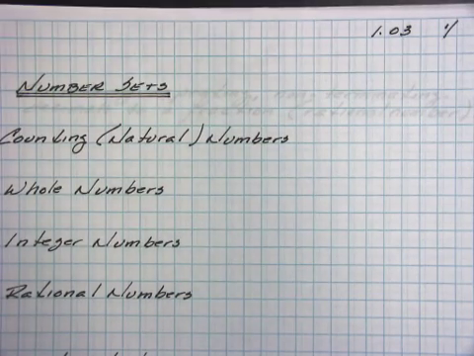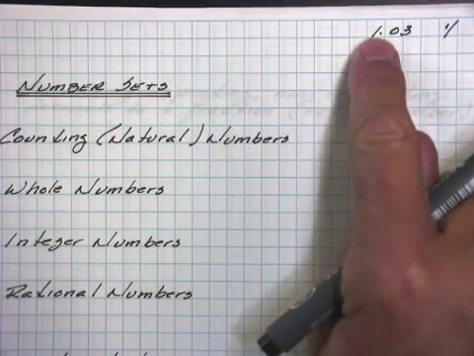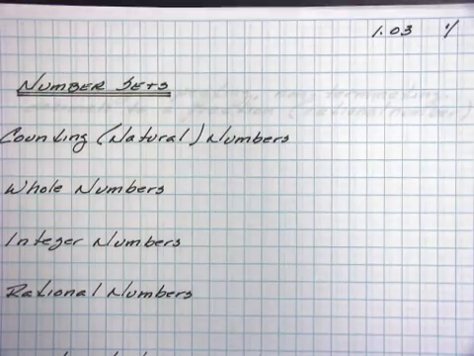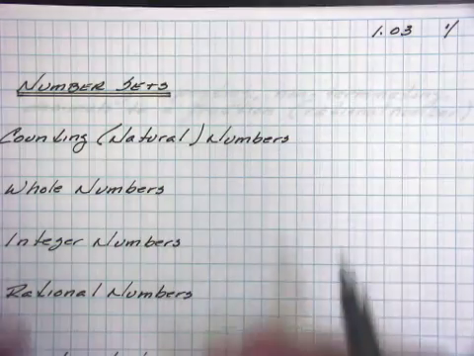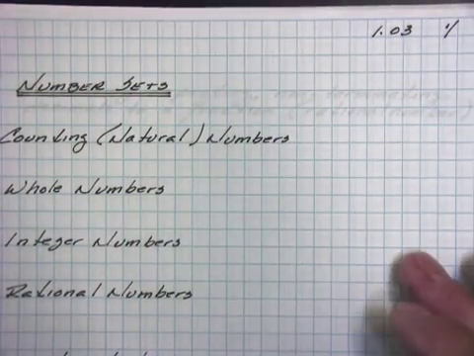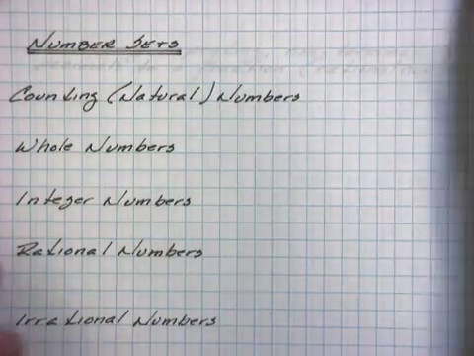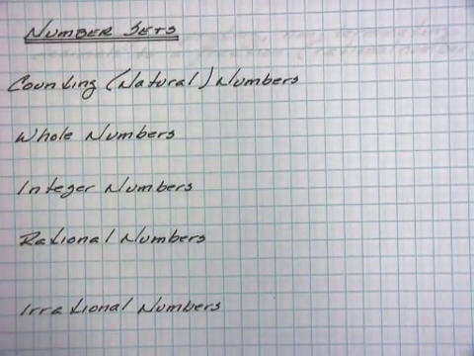Okay, we're back at it. In this lesson, which is Chapter 1, Section 3, we're going to look at number sets. Numbers come in all different types and shapes and flavors, and they all fit into different categories. So we call those categories number sets. And we're going to be talking about the different number sets.